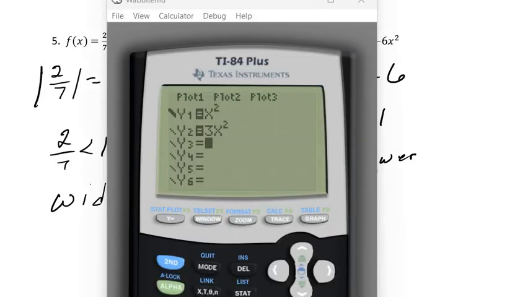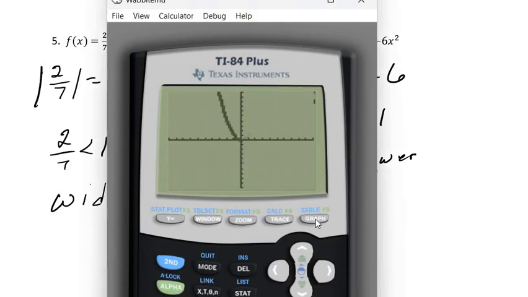I'd like to also point out that you can put 2 equations into the calculator and graph both of them on the same axis. So my first graph is my parent function of x squared, and this is 3x squared. So I can see that it is more narrow than my parent function.